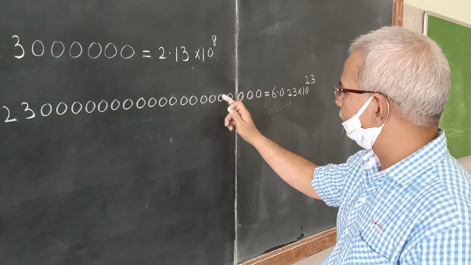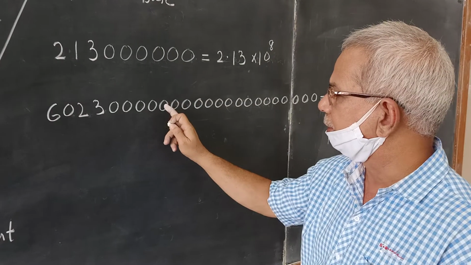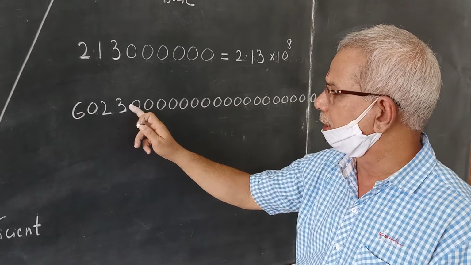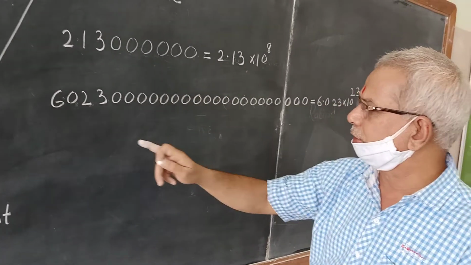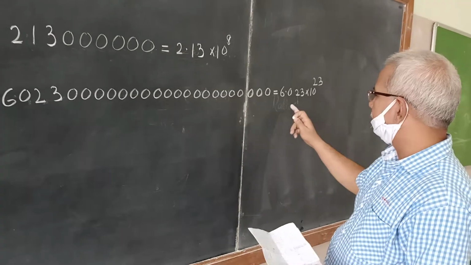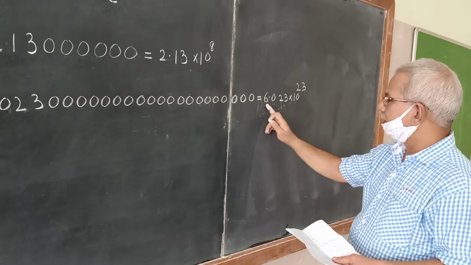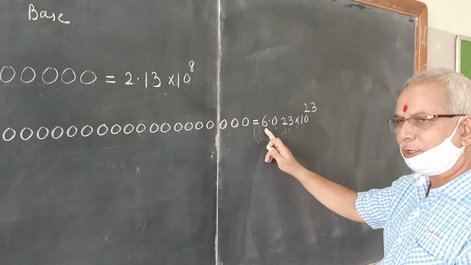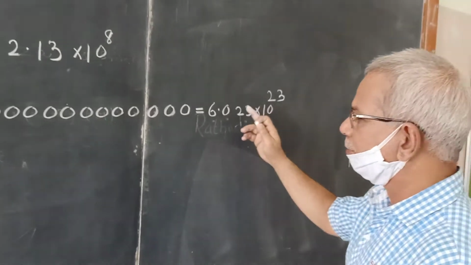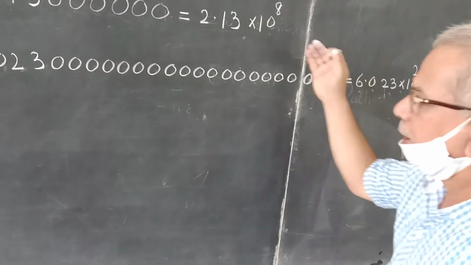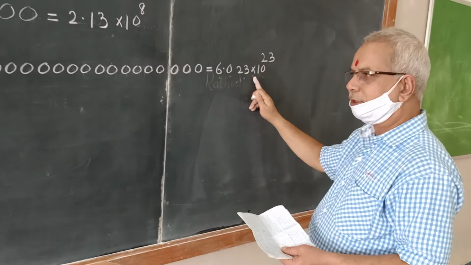Counting 1, 2, 3, up to 23 and the decimal here. So the scientific notation for this huge number is 6.023 into 10 to the power 23. The coefficient is between 1 and 9.9, the base 10 is there, and the exponent is the number of digits after which we have placed the decimal. So this is called the scientific notation for this number.